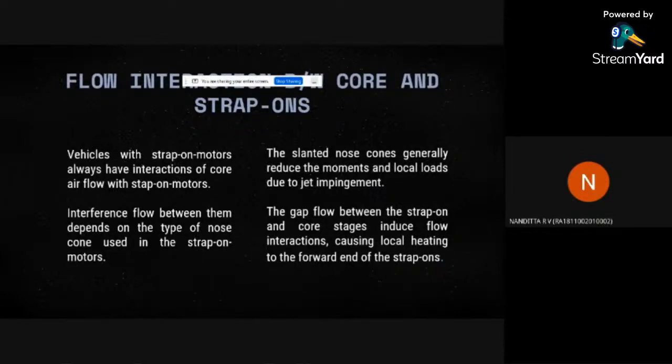Flow interaction between core and strap-ons. A vehicle with strap-on motors always has interaction of core airflow along with the strap-on motors. The interference flow between them depends upon the nose cone. A slanted nose cone generally reduces the moments and local loads due to jet impingement. The gap flow between the strap-on and core stages induces flow interaction, causing local heating towards the forward end of the strap-ons.